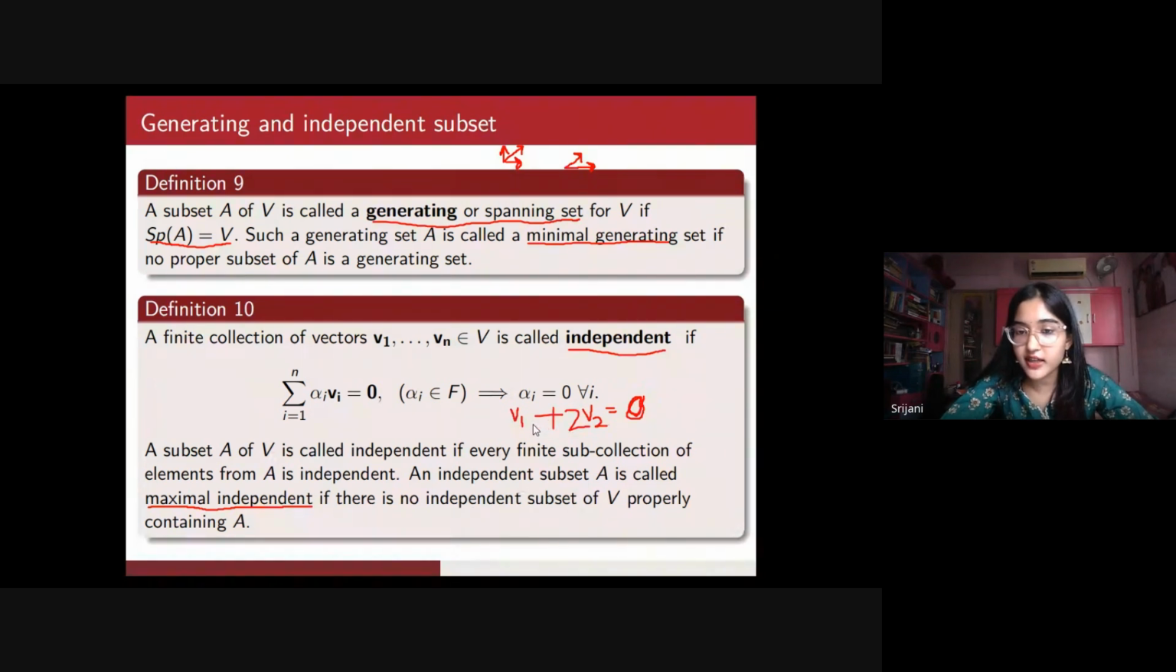It is clear that they satisfy a linear relation. They are depending on each other. v1 is equal to minus 2v2. You can write v1 in terms of v2. Now, if there is no non-trivial combination, like if summation alpha i vi equal to 0 will automatically imply that every alpha i has to be 0.